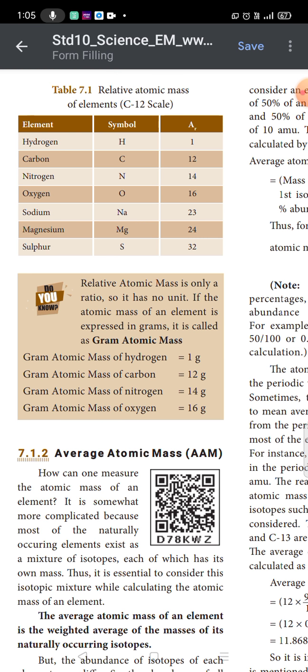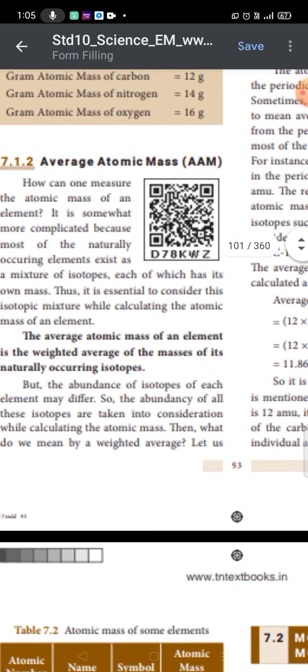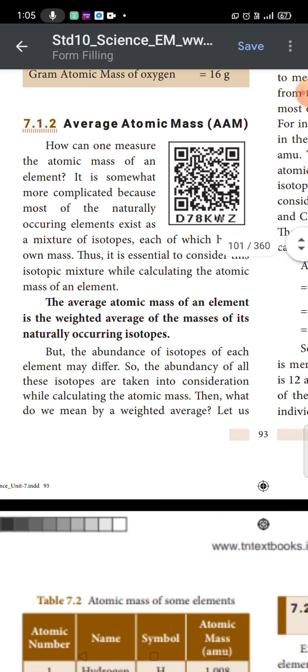Are you clear? Shall we move to the next? Next is average atomic mass. Yes, we have discussed relative atomic mass, which gives the whole number to make calculations easier. The average atomic mass, we have to give the exact value, the accurate value.